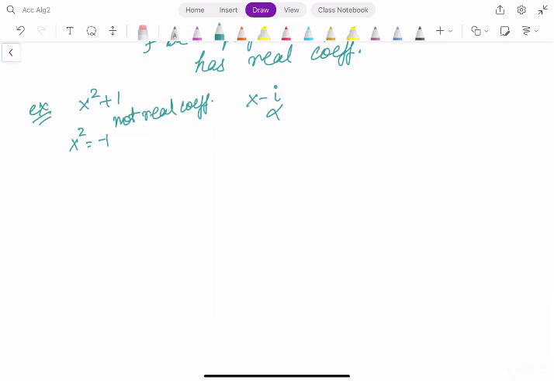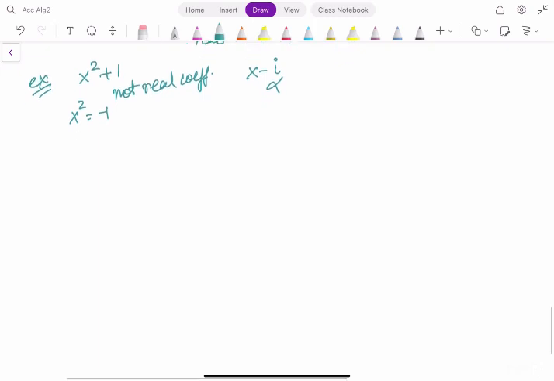I think it is a little bit glitchy. It will come. Hang in there. There we go.